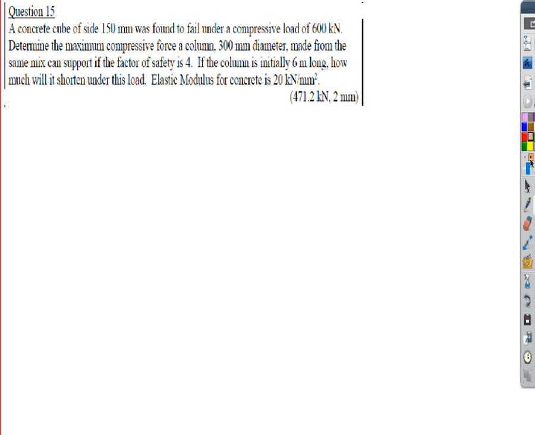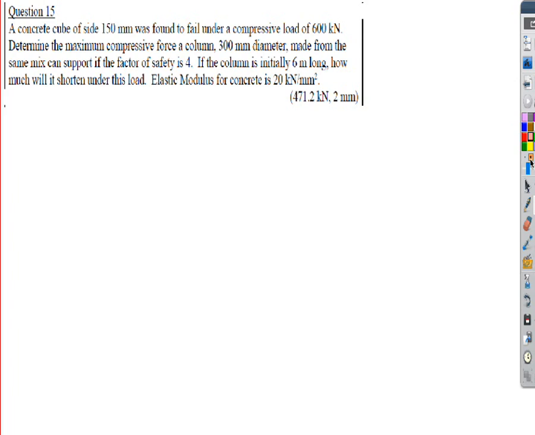The column is initially 6 meters in length, and we've got to find out how much it will shorten under the load applied. We're given the elastic modulus for the concrete. There's a lot of information there. Basically that question is in 2 parts, a bit like the question we looked at in the previous lecture. We're going to deal with the concrete cube first of all.